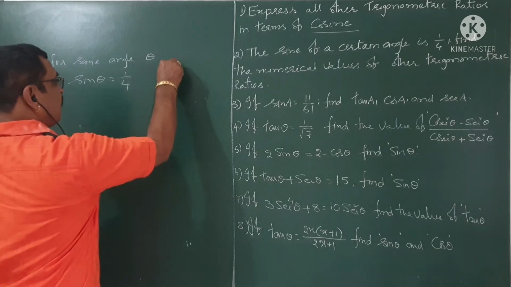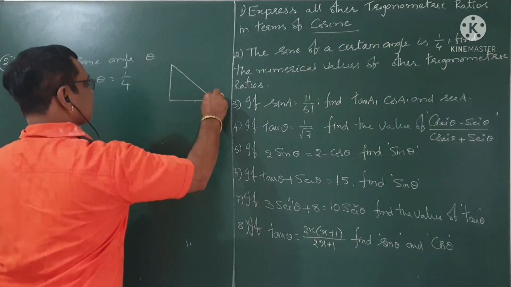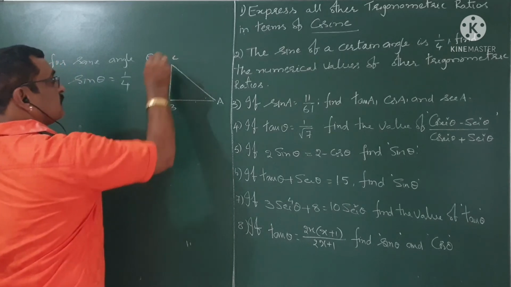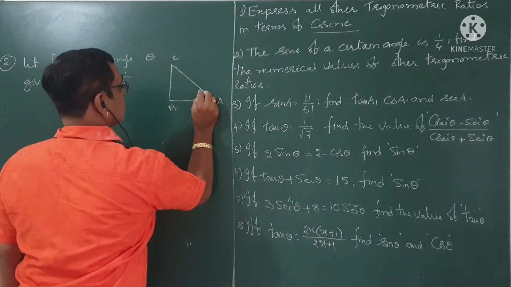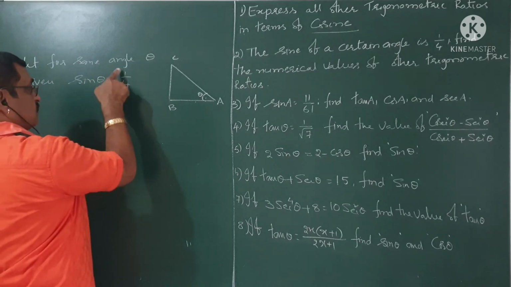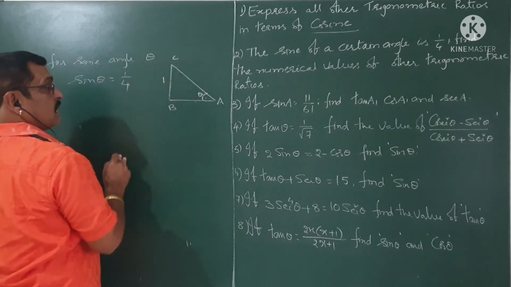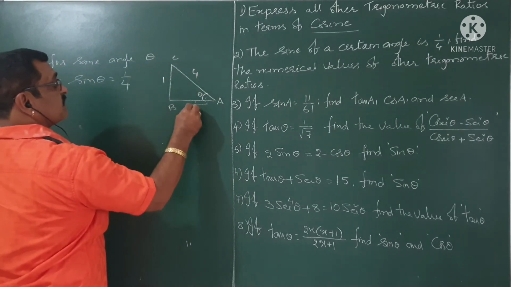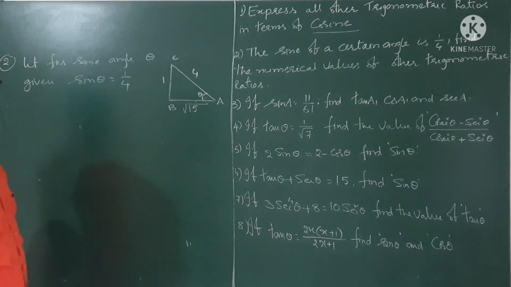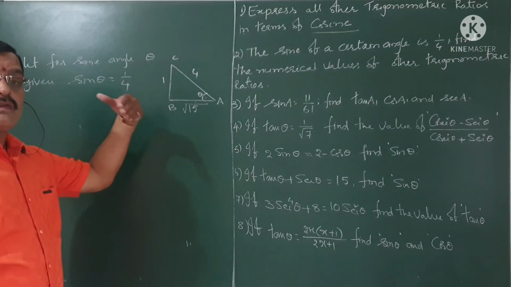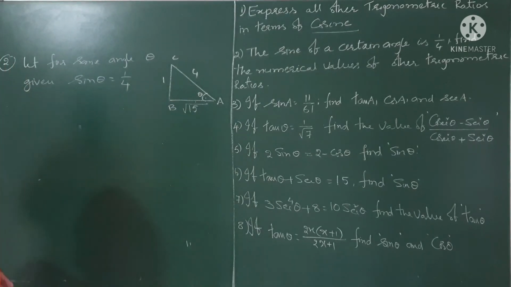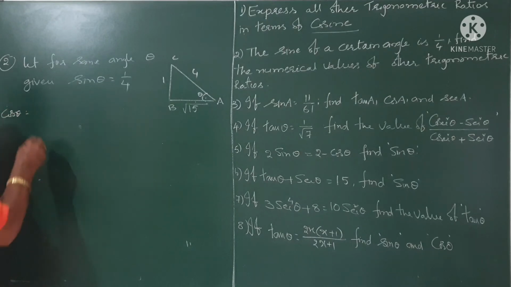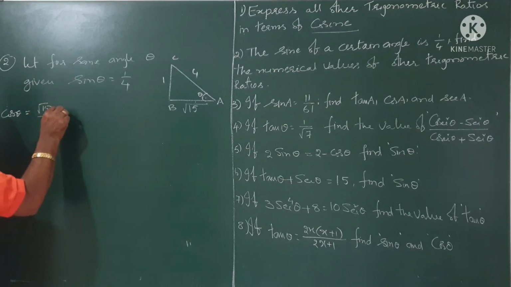Very simple. Draw a right angle triangle. This corner angle is theta. So sin theta is 1 over 4. That means opposite side is 1, hypotenuse is 4. And whereas this is nothing but square root of 16 minus 1, which is root 15. Now I have all lengths of the sides of the triangle, so I can find the rest very easily. Remaining is we have cos theta. Cos theta is adjacent side by hypotenuse, root 15 by 4.